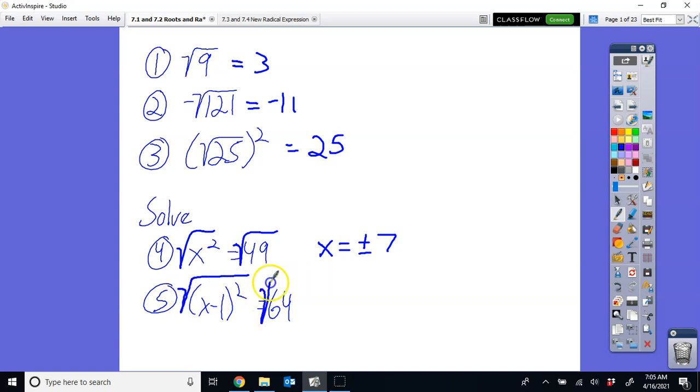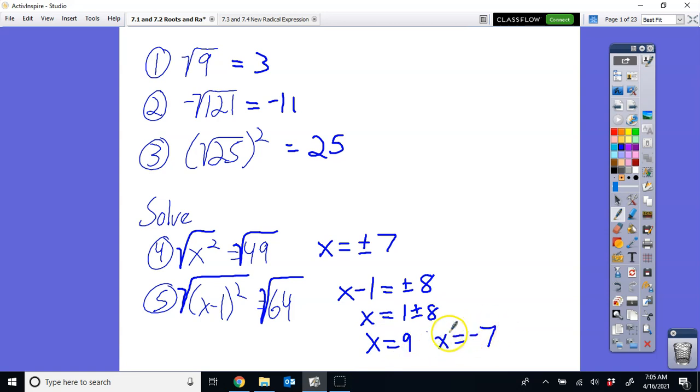You can still take the square root of that and end up with x minus 1 is equal to plus or minus the square root of 8. Then we add 1. When we add 1, we get 1 plus or minus 8, sorry. 1 plus 8 is 9. 1 minus 8 is negative 7. Because either one of these, if you plug in negative 7 here, it would give me negative 8 squared, which is 64. Or if you plug in 9, 9 minus 1 would give me 8 squared, which is also 64.